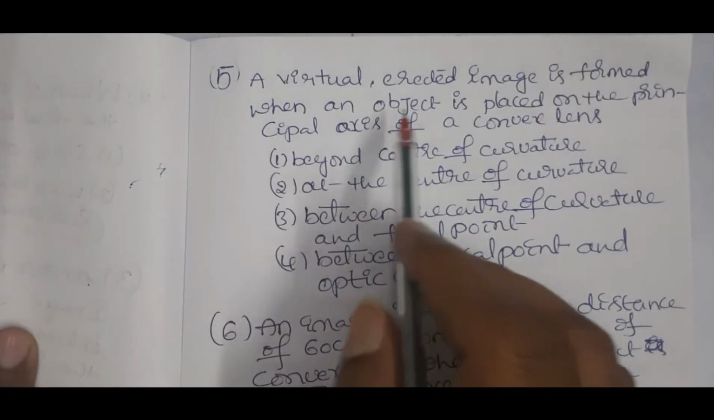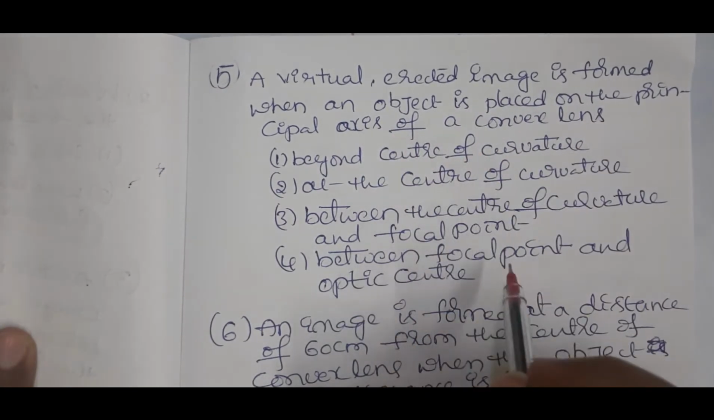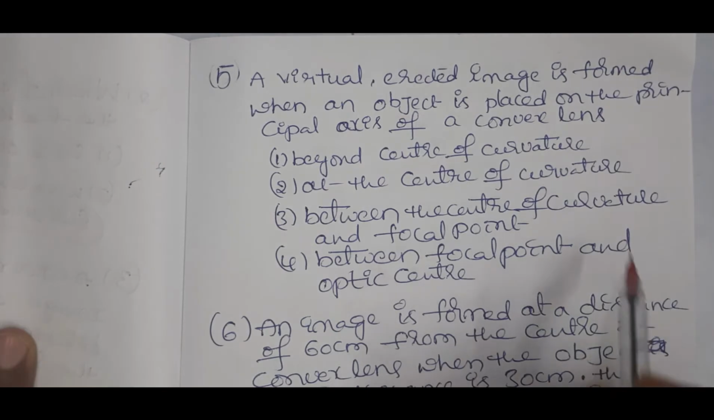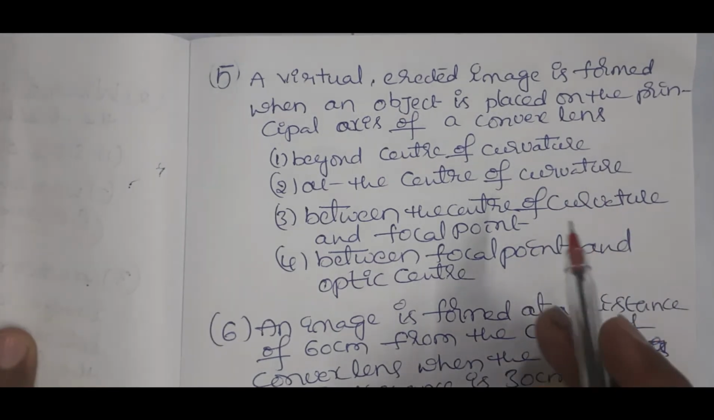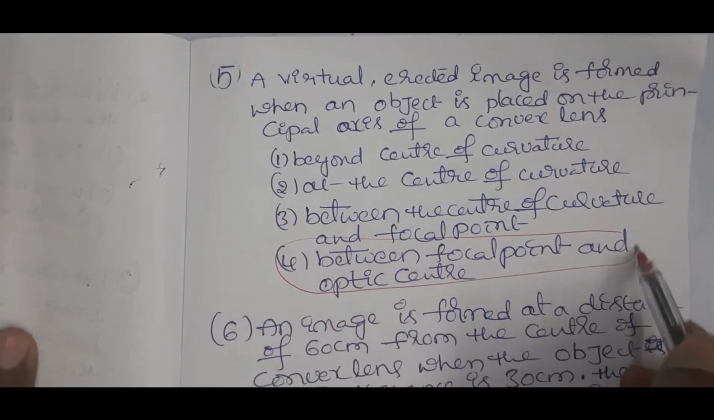The fifth one, students. A virtual erect image is formed when the object is placed on the principal axis of a convex lens. You know a virtual erect image is formed when the object is placed between the focal point and optic center.